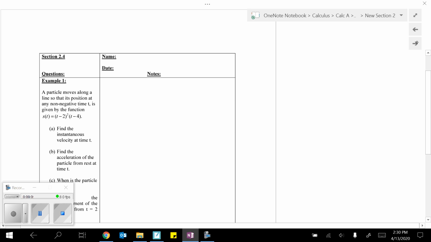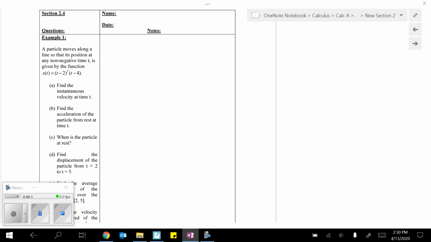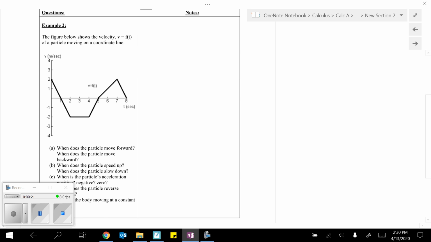So I'm going to give you two different types of examples here. The first example is where I'm just going to give us an equation. We're going to do a whole bunch of derivatives, stuff like that. And then in the second example, I'm going to give you a graph instead. So two different ways of us looking at the same style thing.